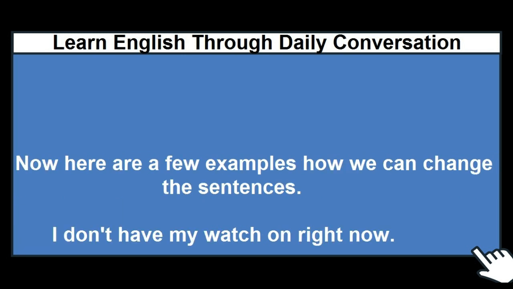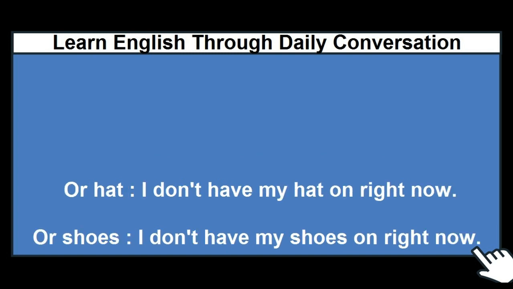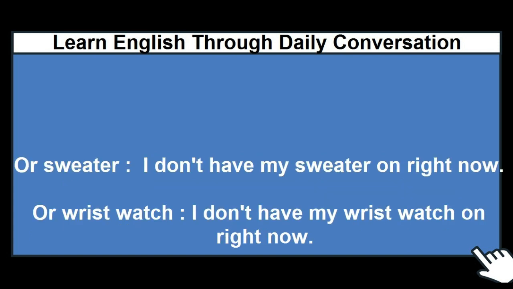Now here are a few examples of how we can change the sentences. I don't have my watch on right now. Instead of watch, we can say coat. I don't have my coat on right now. Or hat. I don't have my hat on right now. Or shoes. I don't have my shoes on right now. Or sweater. I don't have my sweater on right now. Or wristwatch. I don't have my wristwatch on right now.